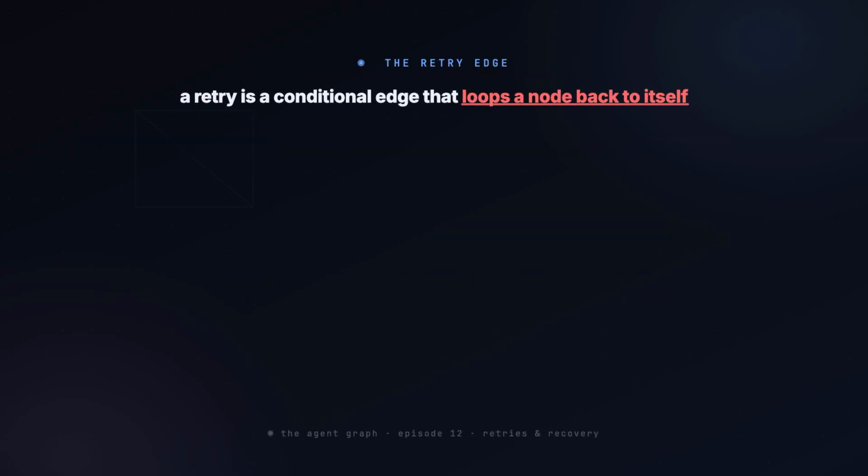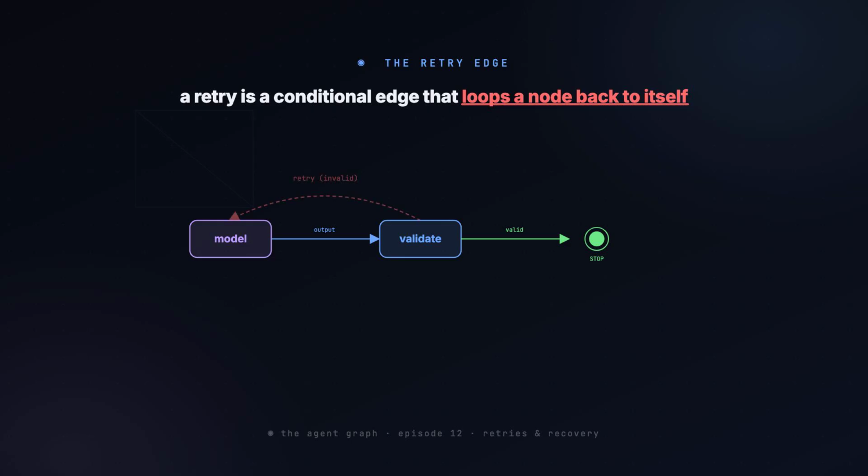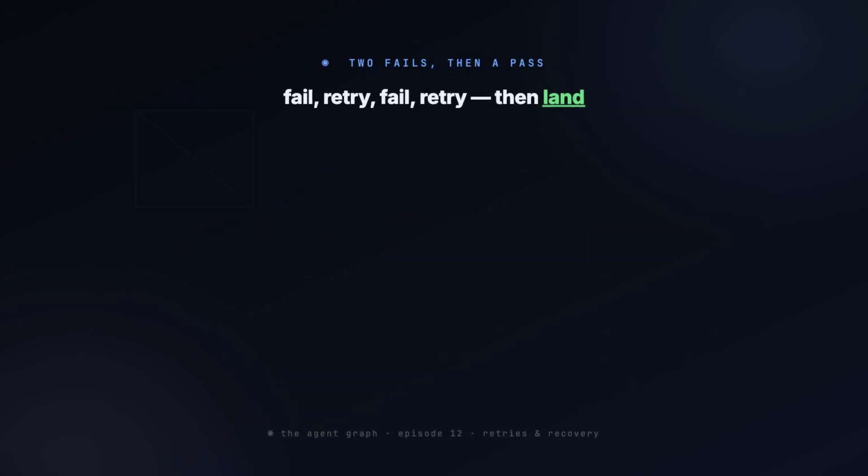One model node, one validator. A normal edge runs the model, then the validator checks its output. If the output is valid, you go to stop. If not, a conditional edge loops you straight back into the model node. Same node again. Watch the script play out.